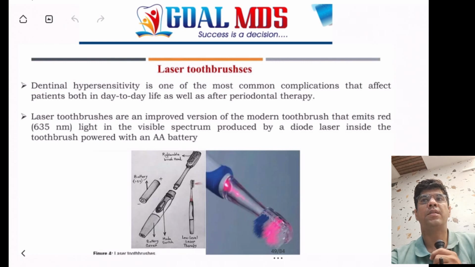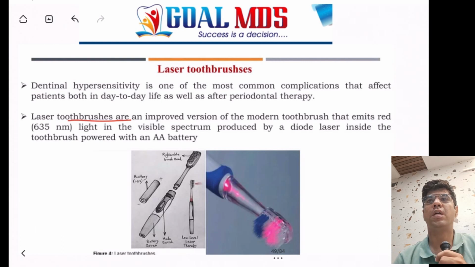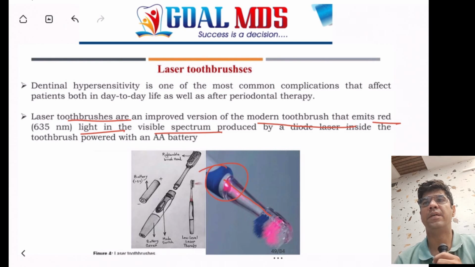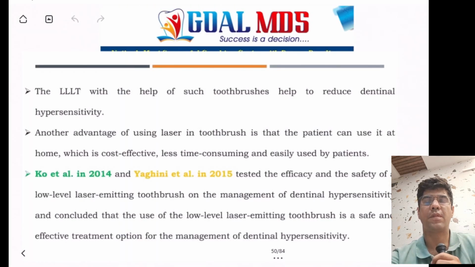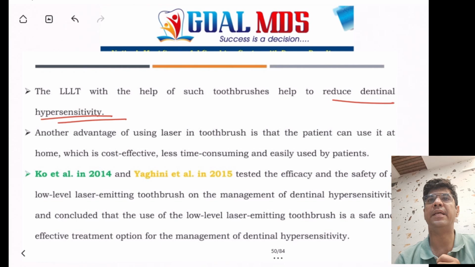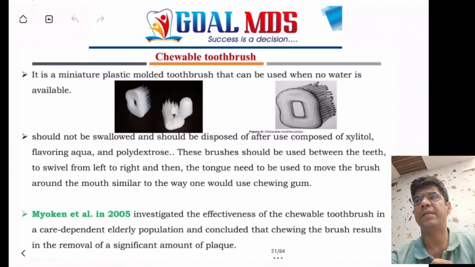Other are the laser toothbrushes, which are an improved version of the modern toothbrush that emit red light in the visible spectrum and are powered with a battery. They help to reduce dentinal hypersensitivity. That is the main advantage of these toothbrushes.